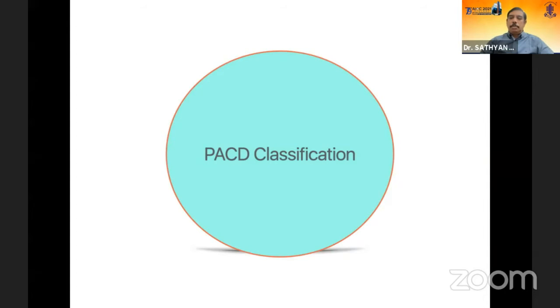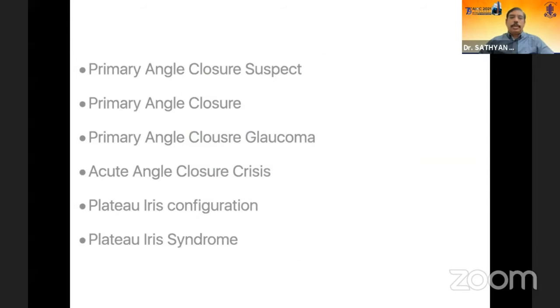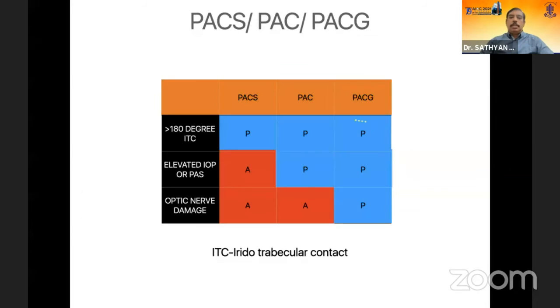The disease has multiple presentations, so it has to be classified like primary angle closure suspect, primary angle closure glaucoma, acute angle closure crisis, then plateau iris configuration and syndrome. Just to understand these three main clinical pathways.